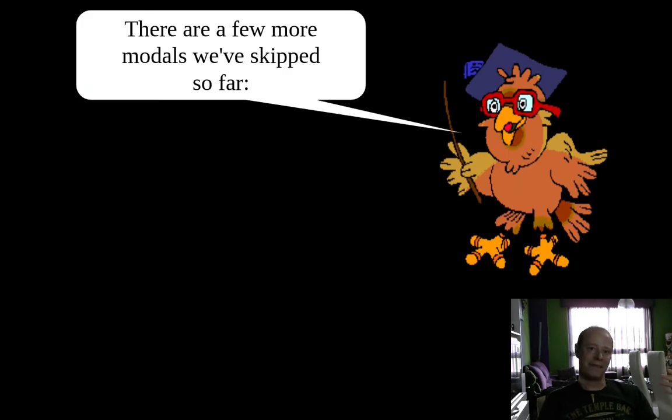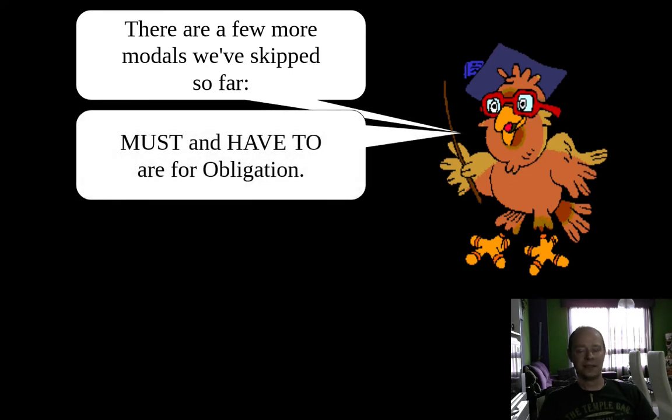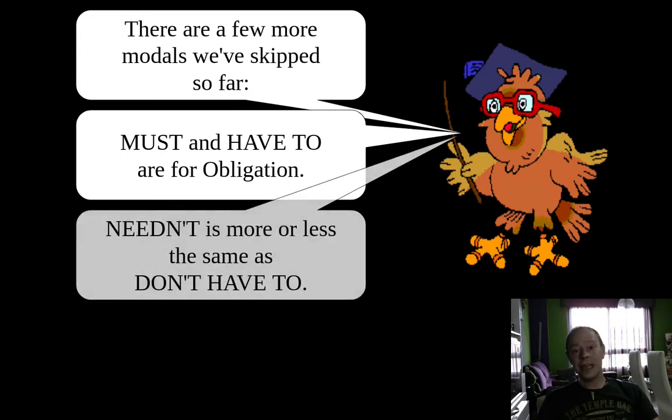Okay, there are a few modals we've skipped so far. Must and have to for obligation. You must do your homework. Oh, I have to do my homework. Needn't is more or less the same as don't have to. So, you needn't do it again, you needn't do it for today, but you do have to do it for tomorrow.